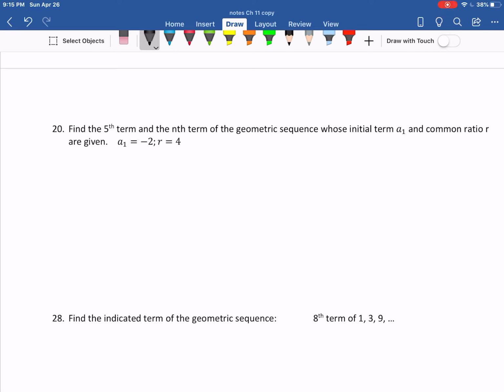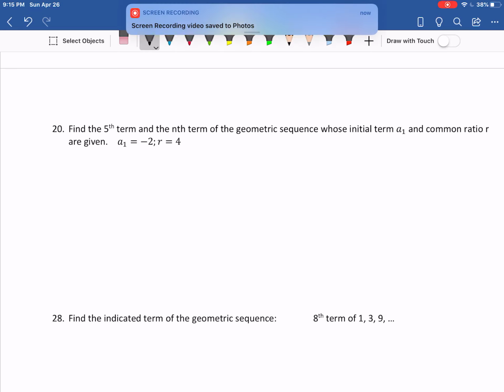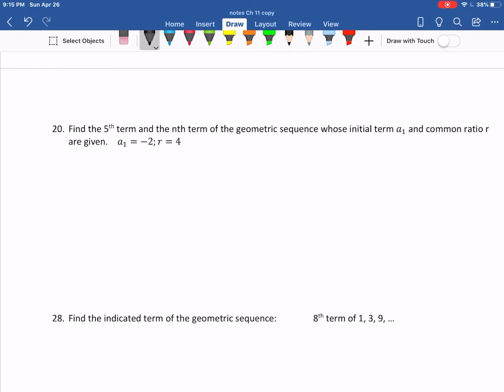Find the fifth term and the nth term of the geometric series whose initial term a1 and common ratio r are given. This is great. We've got the first term and we've got the common ratio, and therefore we can now write the nth term using the formula that we learned about from the first page, or it's also on your formula sheet. It says take the first term times r to the n minus 1 value.